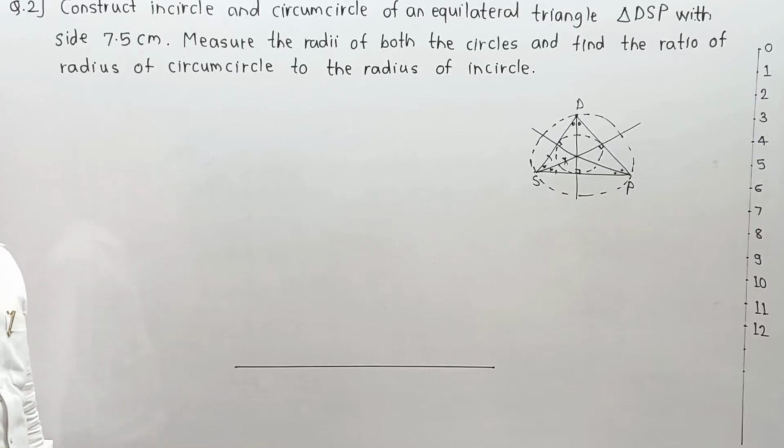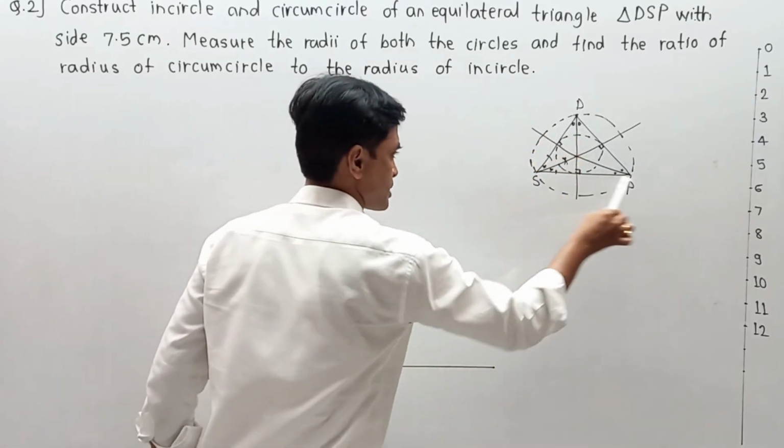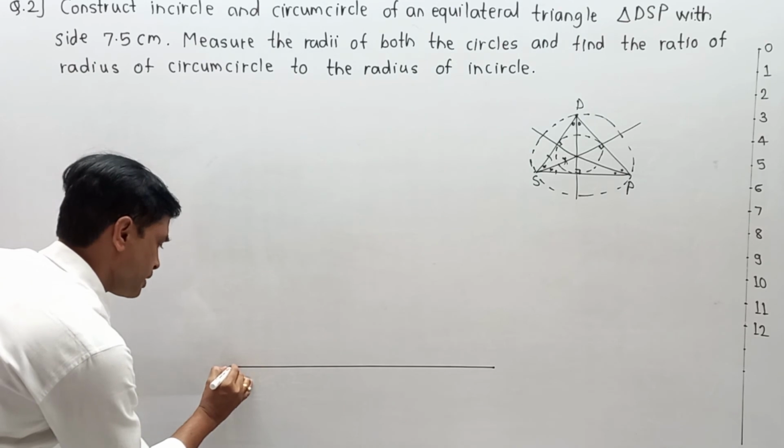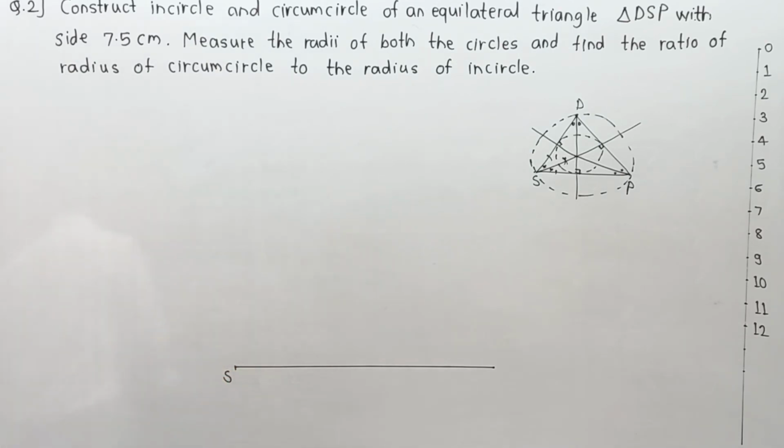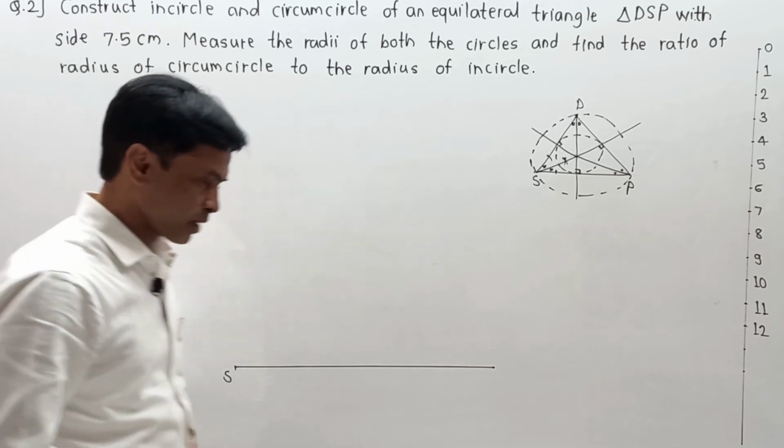This is the rough part that I have explained over here. Now coming to the actual part. Now triangle DSP. So from S to P, this distance is 7.5 centimeter. So here from the rounder, I am going to take that distance of 7.5 centimeter as per our scale.